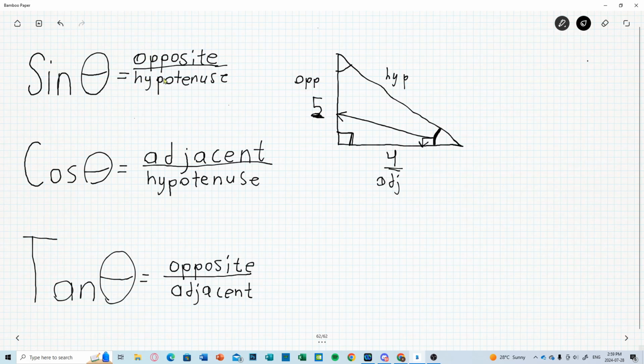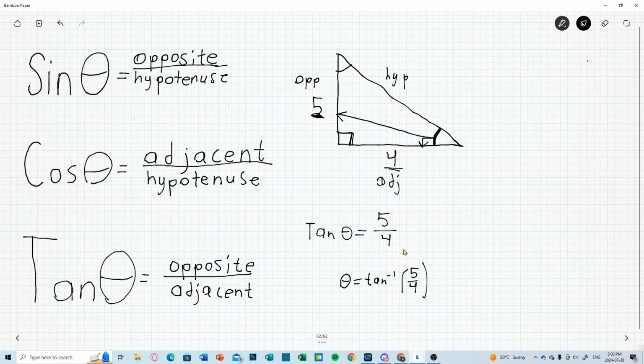So it can't be sine because it uses hypotenuse, and the same thing with cos, it has hypotenuse. So we know to find this angle right here, we need to be using tan. So we'll set up the equation of tan theta is equal to opposite over adjacent. So our opposite is going to be 5, and our adjacent is 4. Now, this might not seem super easy, but we're going to have theta is equal to the inverse tan of 5 over 4.